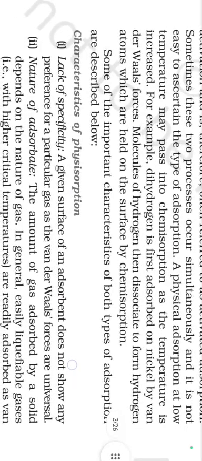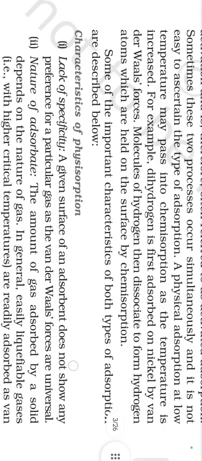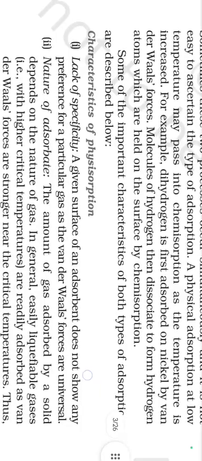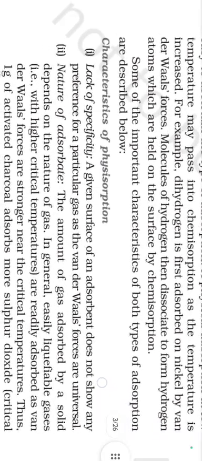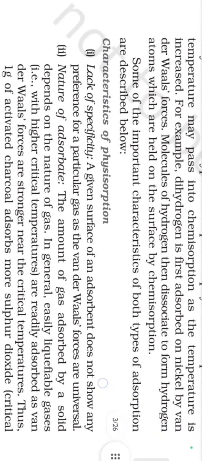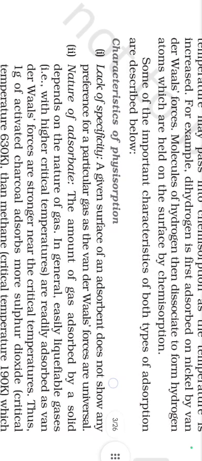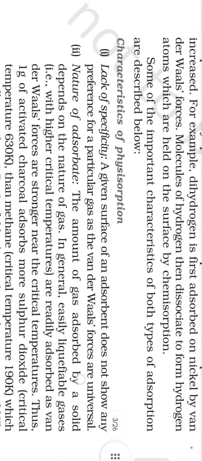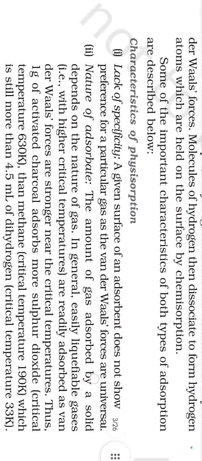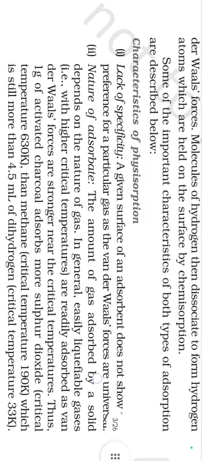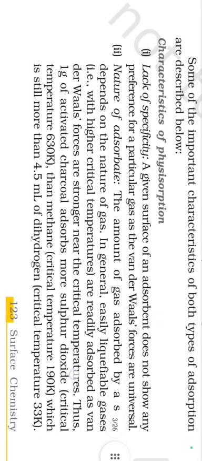Sometimes these two processes occur simultaneously and it is not easy to ascertain the type of adsorption. A physical adsorption at low temperature may pass into chemisorption as the temperature is increased. For example, dihydrogen is first adsorbed on nickel by van der Waals forces. Molecules of hydrogen then dissociate to form hydrogen atoms which are held on the surface by chemisorption. Some of the following important characteristics of both types of adsorption are described below.